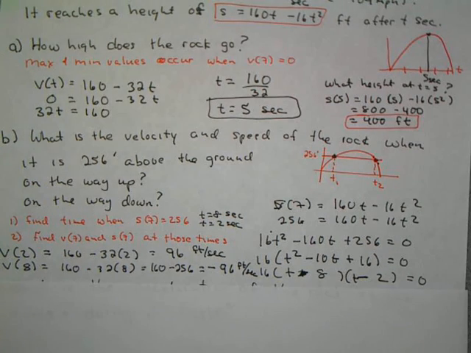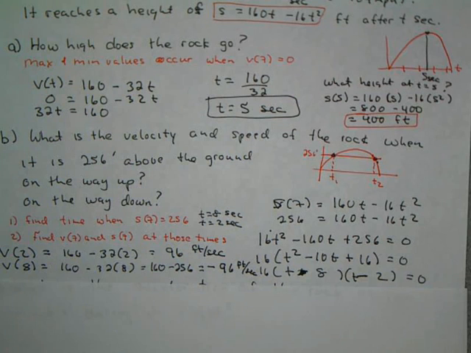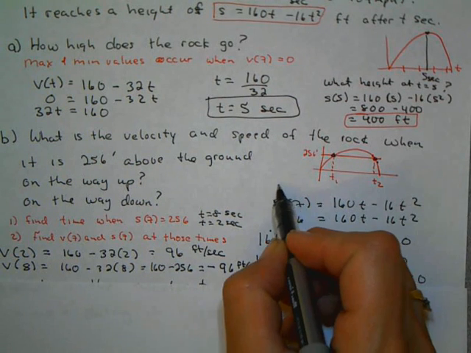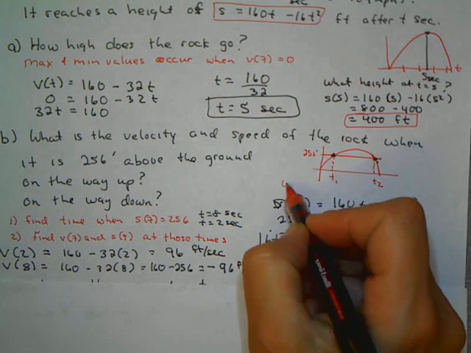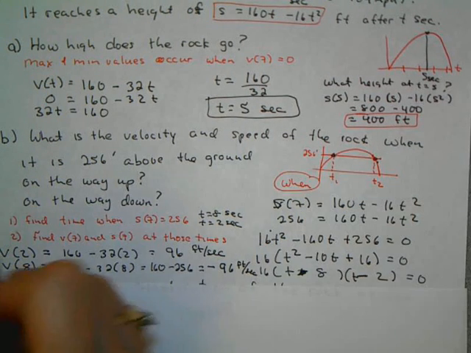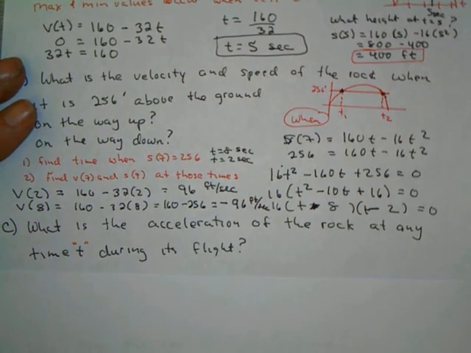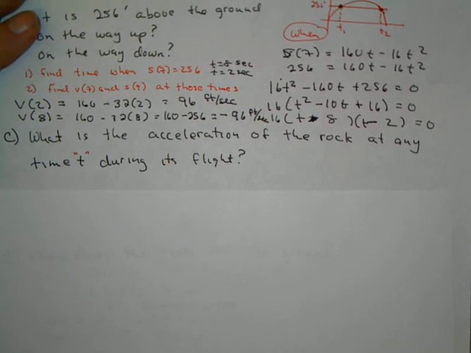We are discussing modeling vertical motion, and we had just talked about how to find velocity and speed of the rock when it's 256 feet above the ground. Two steps. We had to find out when, and then we had to find the velocity. So now let's keep on going with this idea.